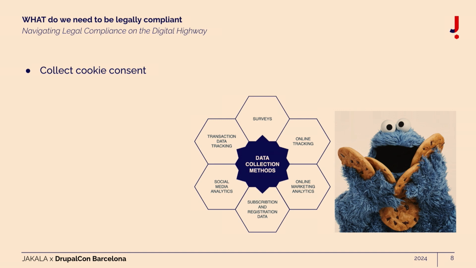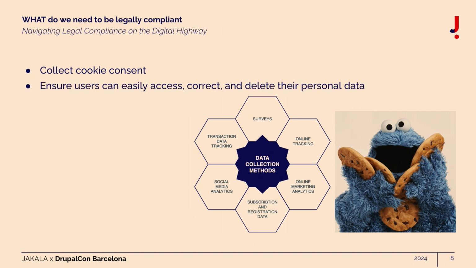This could be session, shopping carts, preferences, and others. Non-essential cookies, on the other hand, are not essential for the basic operation of the website. They do require consent, so users should have the possibility to accept or decline them. This could be tracking, advertising, or analytics, for example. Next, we need to ensure that users can easily access, correct, and delete their personal data.